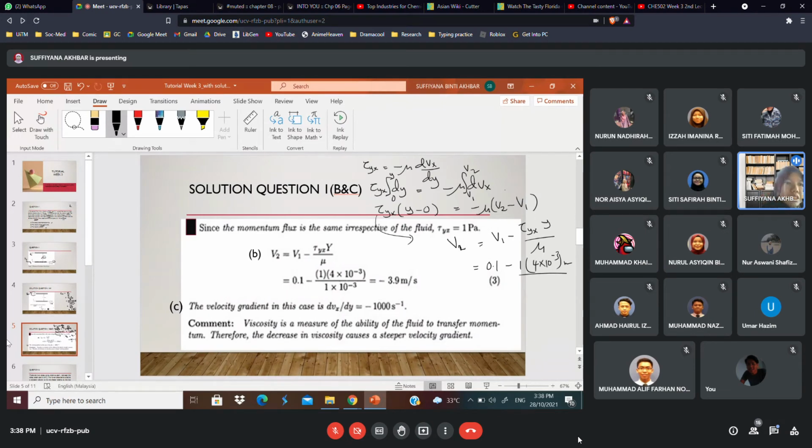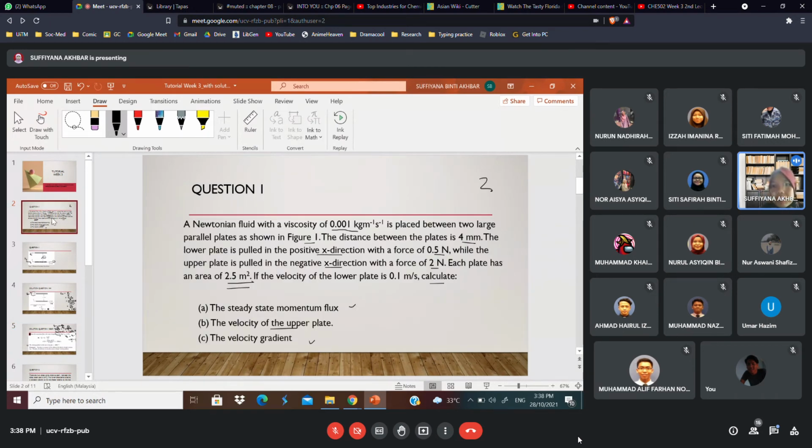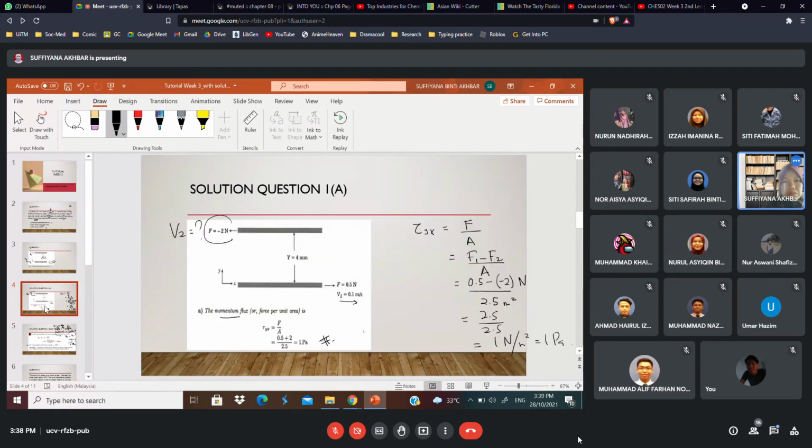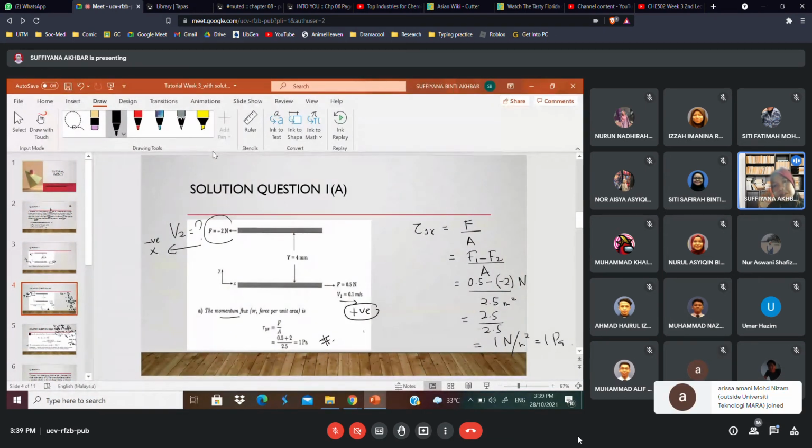Then divide by the viscosity given. The value of viscosity is 0.001. So divide by 0.001, and finally you get negative 3.9 meter per second. Negative here means the direction is in the negative x direction. Here is the positive x.